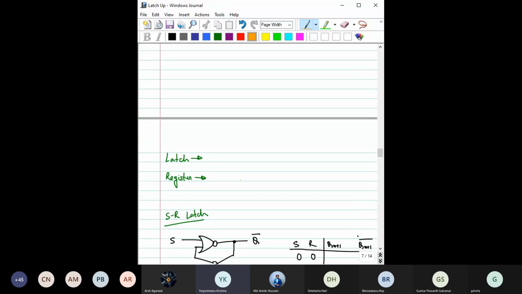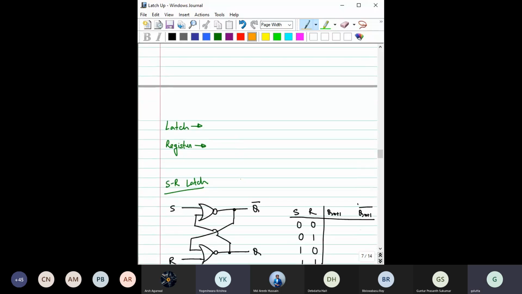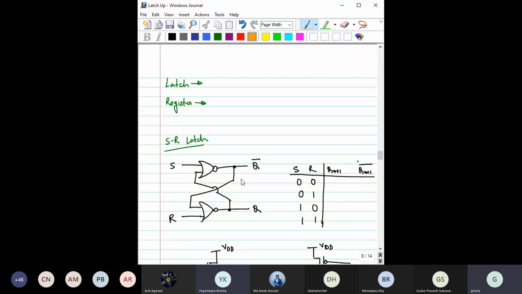Now, before starting the SR latch and all these things, let us discuss at least one thing. What is the difference between latch and register? Forgot? Digital, no? It is not with the clock. Yes, it is with the level and edge.